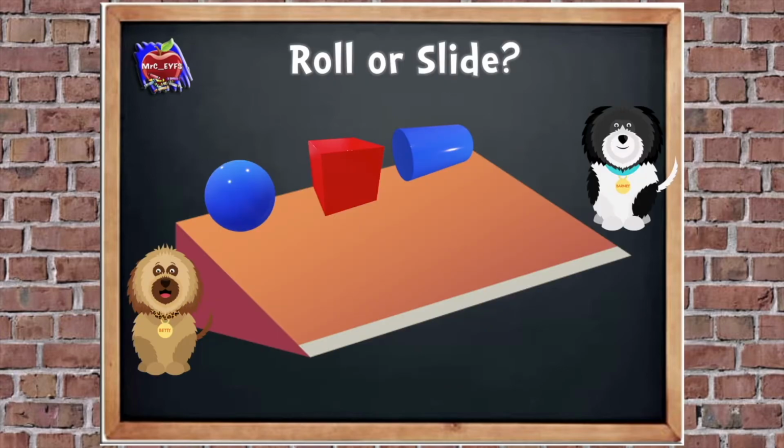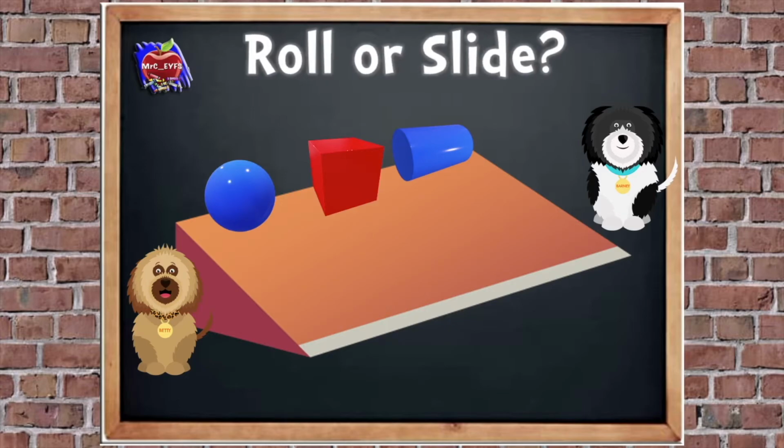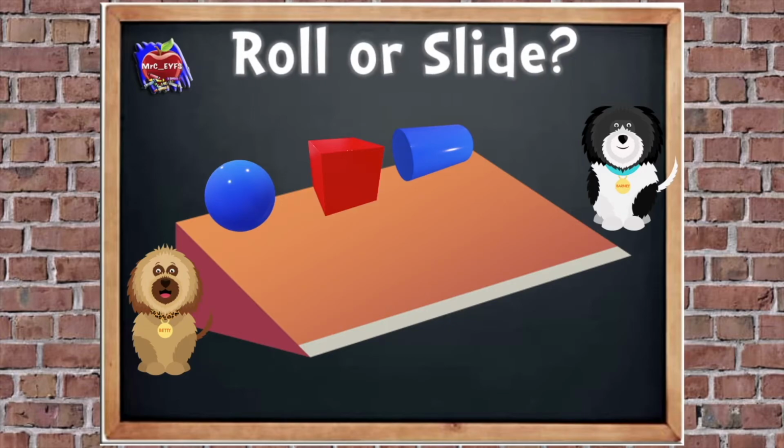Right, let's play a game. And I like to call this one roll or slide. So you've got to guess, will they roll or will they slide down my ramp? So let's start off with the sphere. What's going to happen to the sphere? Is it going to roll down the ramp or is it going to slide? What do you think?